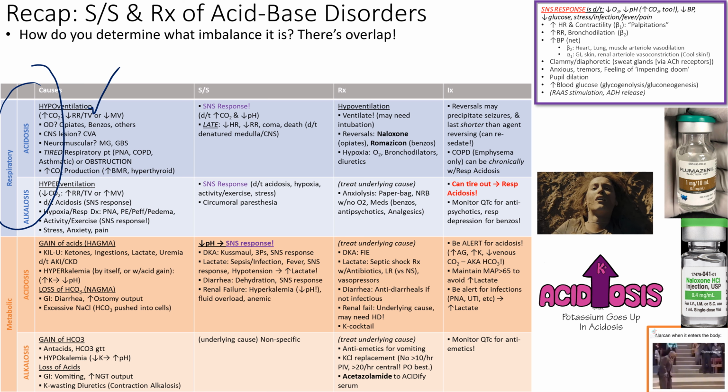Why does that happen? Who gets it? What are the causes, right? So they have increased CO2 due to decreased respiratory or tidal volume or decreased minute ventilation because they maybe OD'd. They OD'd on fentanyl, they OD'd on benzos, it was iatrogenic, we gave them too much morphine, and they were morphine naive or opiate naive, and that can cause them to stop breathing, right? And then they have a CNS lesion, right?